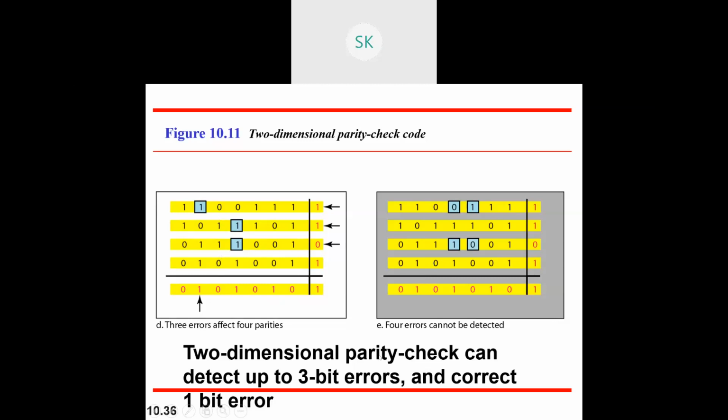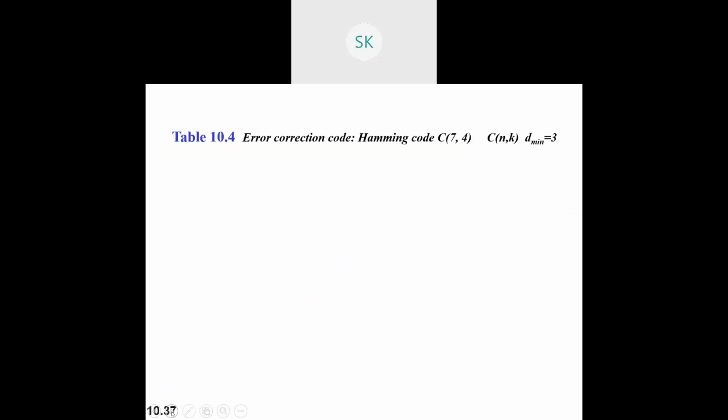So whenever you have a two-dimensional parity check, it can detect up to 3-bit errors and correct 1-bit error at a time. Only 1 bit can be corrected, not more than that. If you correct 1 bit, then that will be the answer. So you can detect 3-bit errors, but it can correct only a 1-bit error. That is what it says with respect to two-dimensional parity.